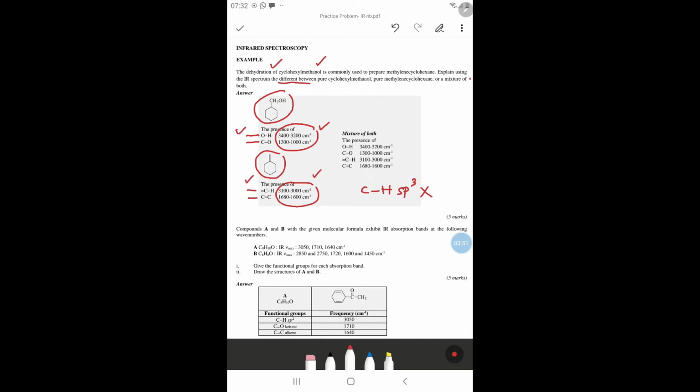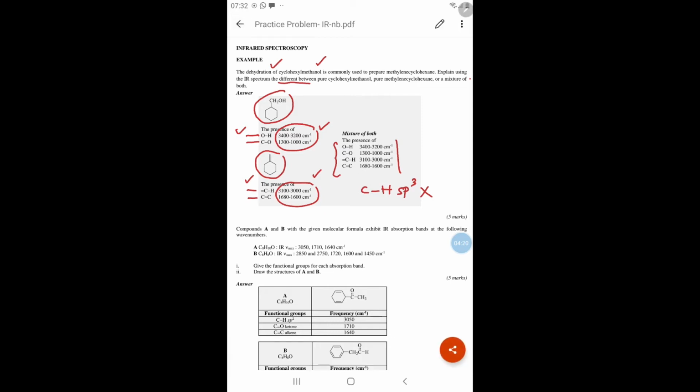The next one is when you have a mixture, what do you see. Mixture means you have these two compounds together. So from the spectrum, you might see all these four bonds together with the frequency. This is how you answer this type of question. Explain is not in terms of wording; for IR you only need to list down everything. That is how we answer a question for IR.